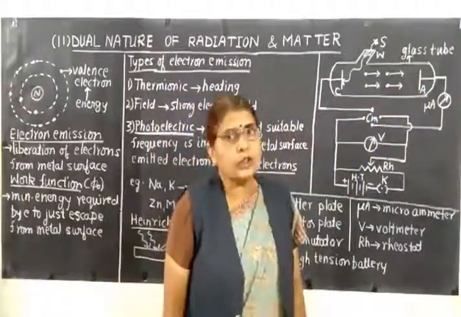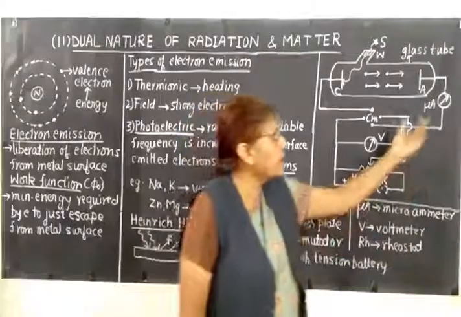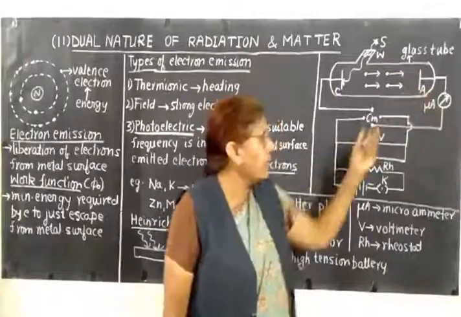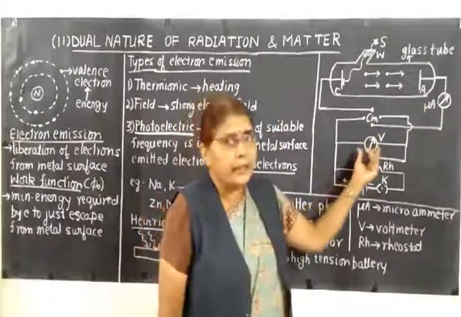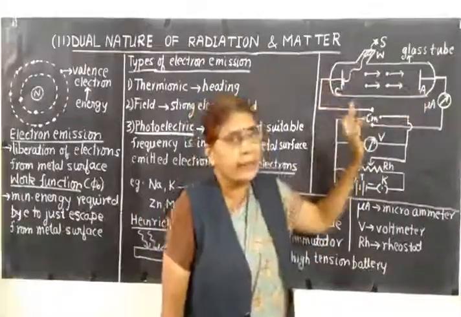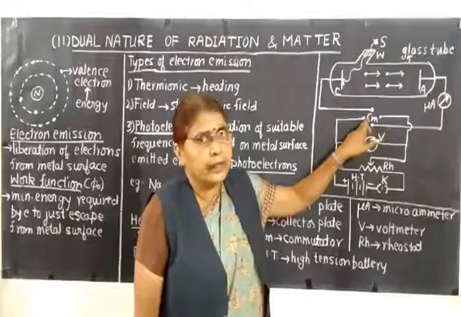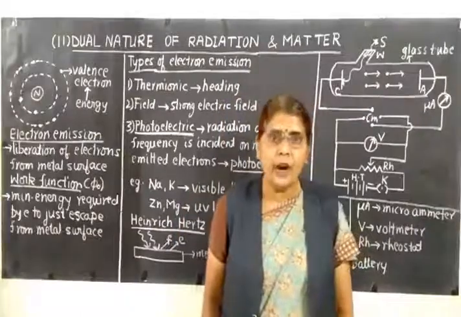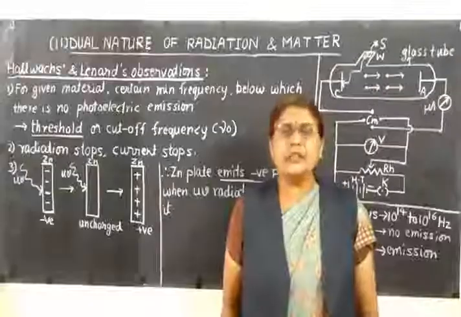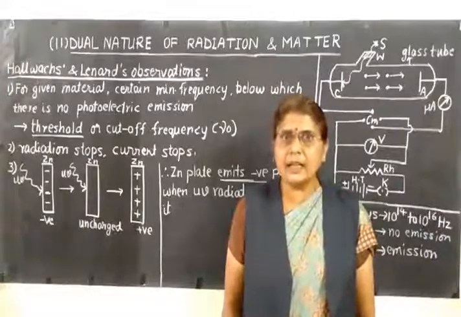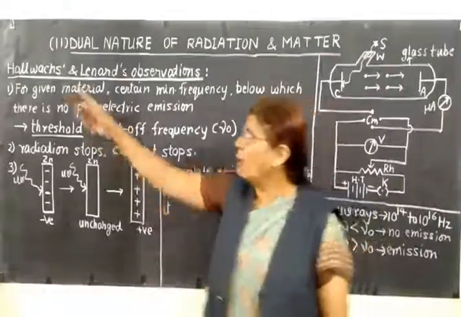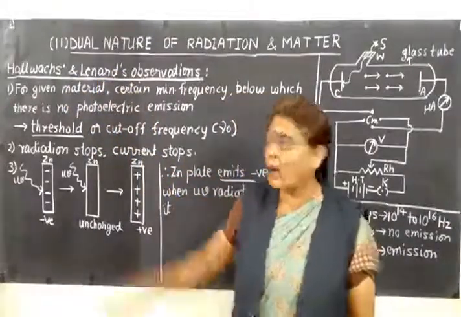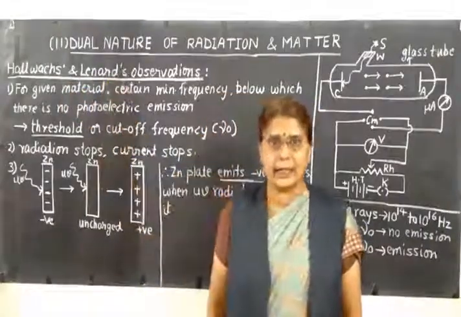And the flow of electrons forms the photoelectric current. It is measured by the microammeter µA. The PD between the plates C and A is measured by the voltmeter V. The polarities of C and A can be interchanged by the commutator, that is a reversing key. So this is a simple experiment which demonstrates the phenomenon of photoelectric effect. This phenomenon was studied in detail by two physicists, Hallwachs and Lenard. So we shall now study the observations made by Hallwachs and Lenard on photoelectric effect.